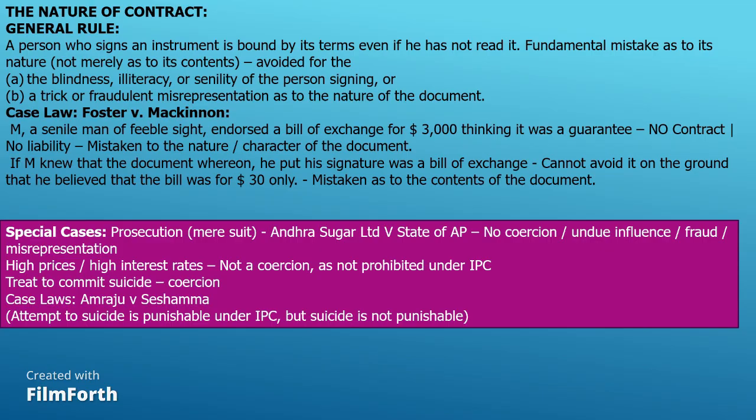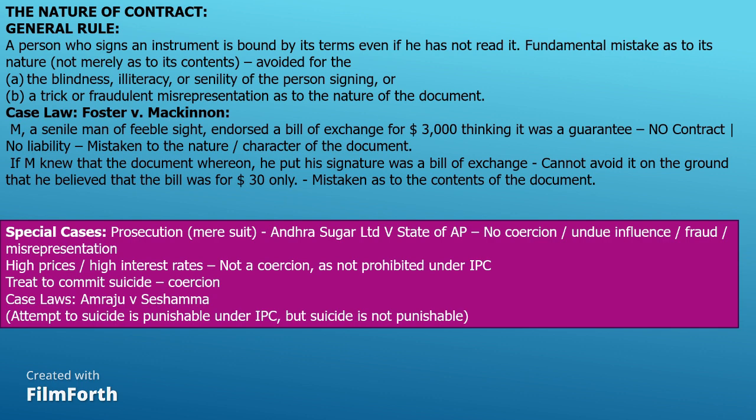Mistake as to the existence of the subject matter, that is, mutual mistake. Mistake as to the identity of the subject matter, when both parties have different subject matter of the contract in their mind. Mistake as to the quality of the subject matter. Mistake as to the title of the subject matter. Mistake as to the price of the subject matter. Mistake as to the possibility of performance of the contract.